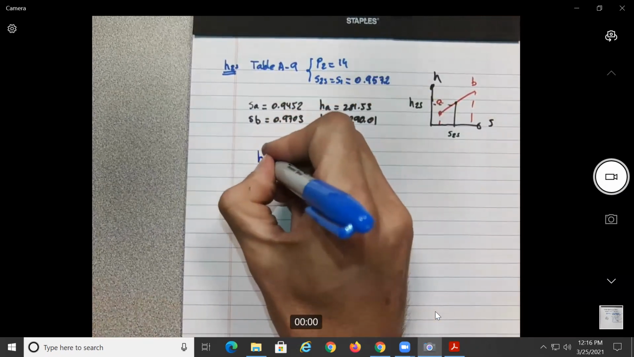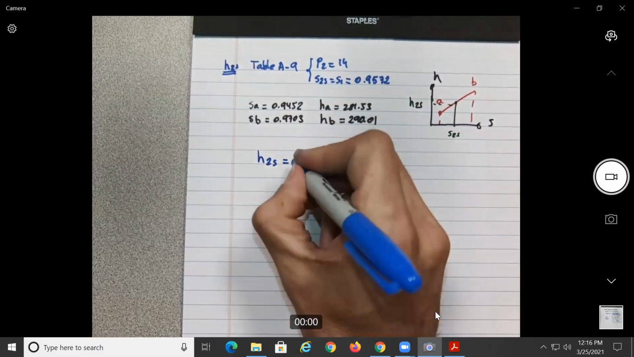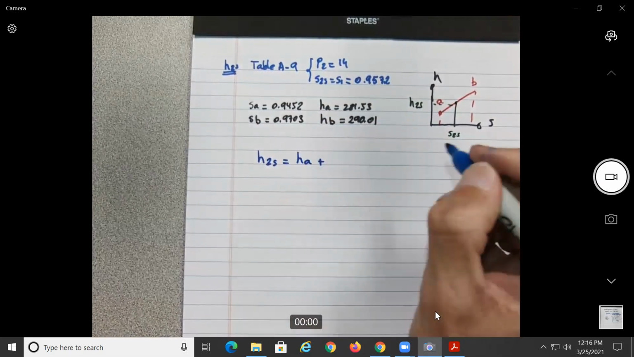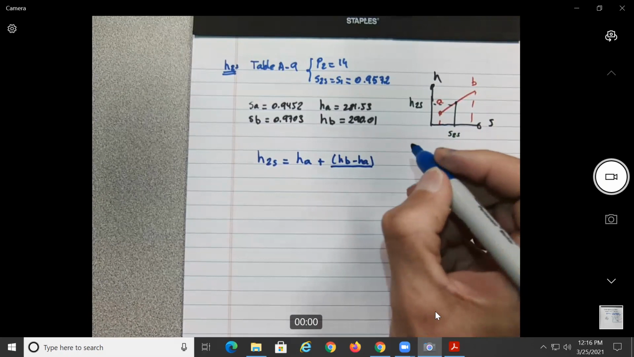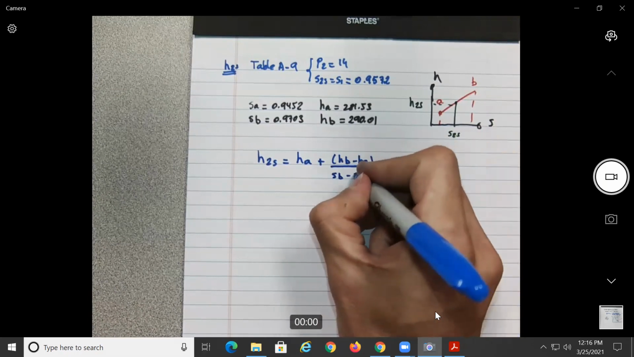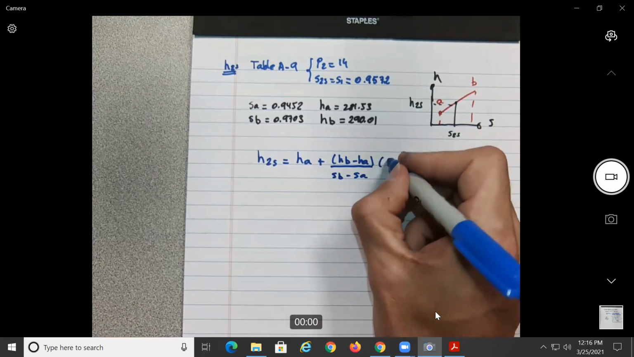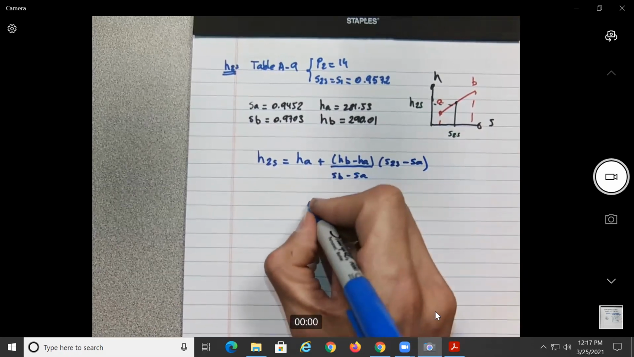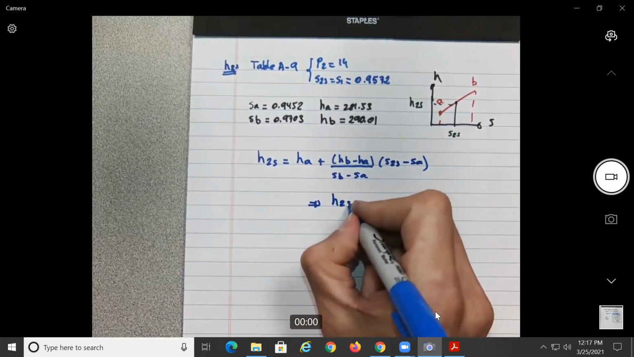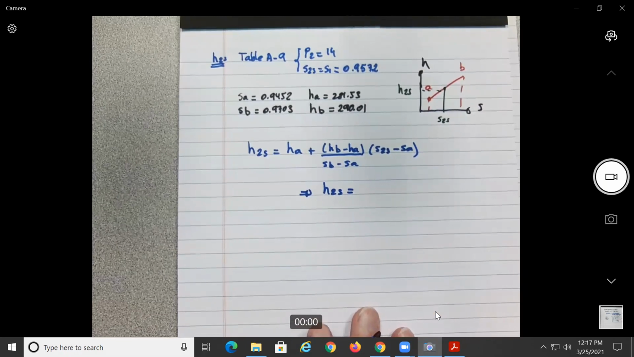So if we interpolate, what do you get? H to S would be equal to what? H sub A plus the slope, which would be H sub B minus H sub A divided by S sub B minus S sub A, times S to S minus S sub A. And to save some time, this time I have the value, so let me just give it to you. You get 285.58.